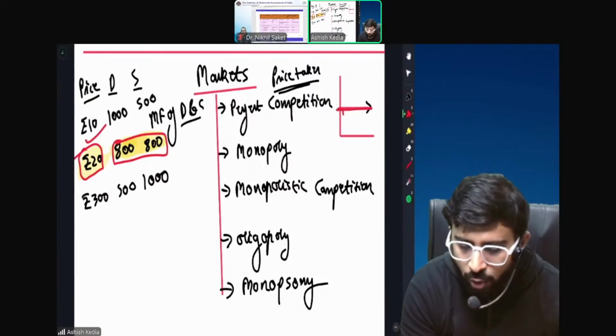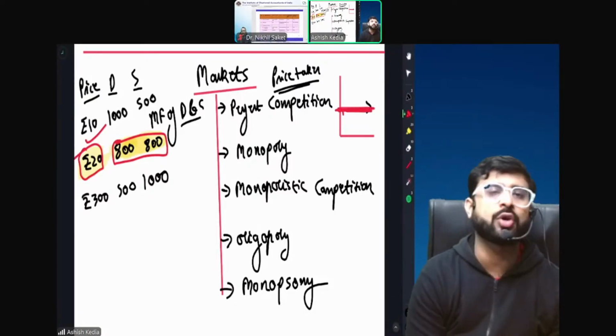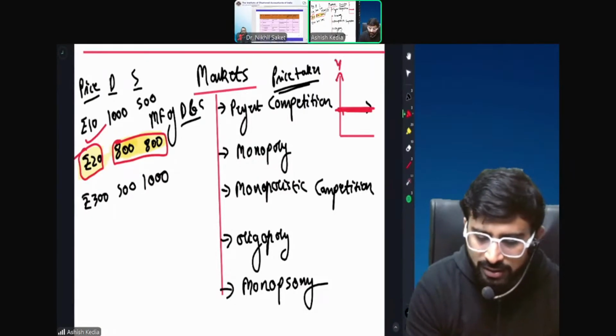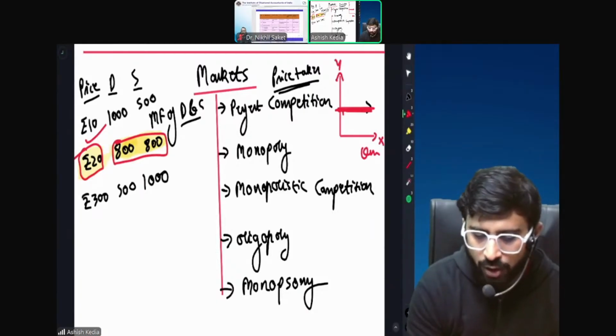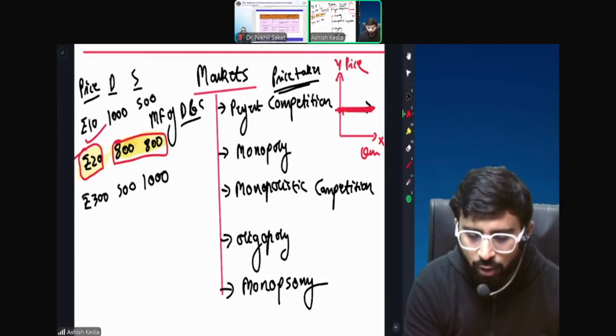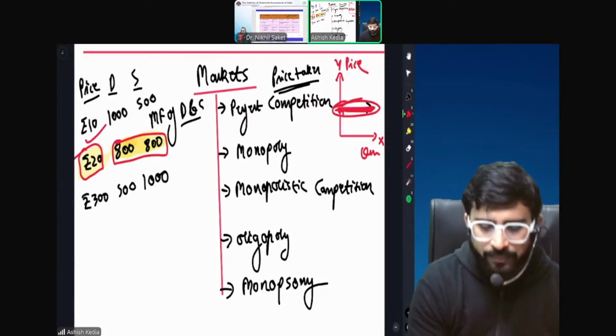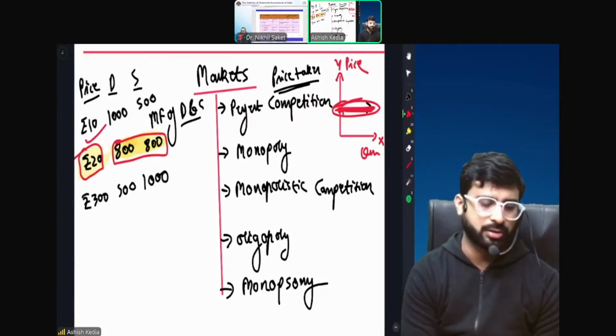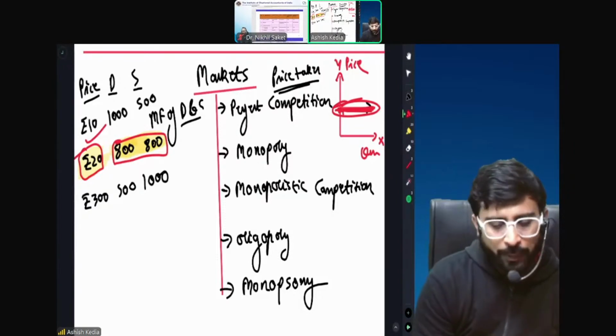And since price is constant, this is why you see a horizontal curve. Obviously, this is the y-axis, this is the x-axis, this represents quantity, this represents price. You all understand that. But this is the ultimate truth of why it is horizontal. Next, moving on to the monopoly market.